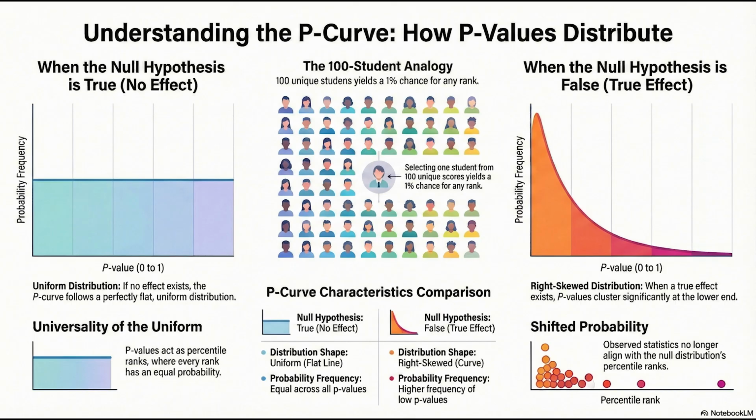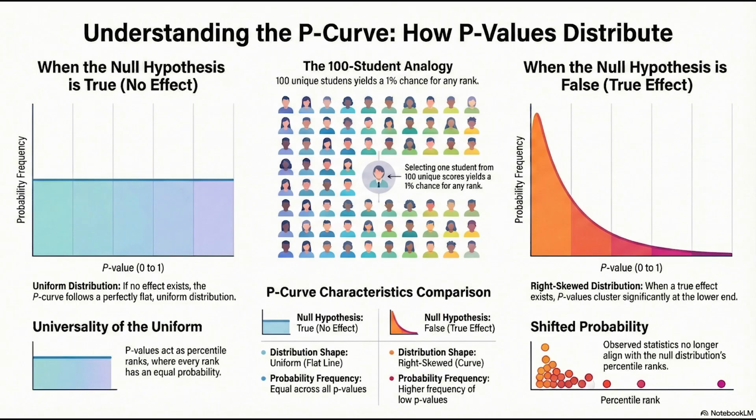For example, imagine a class of 100 students where everyone receives a different exam score. Each student has a unique rank from 1 to 100. If you randomly select one student, the probability of obtaining any particular rank, such as the 50th rank, is exactly 1%. Given the universality of the uniform, it is easier to understand that, assuming the null hypothesis is true, the p-value is analogous to the percentile rank of the observed sample statistic and therefore follows a uniform distribution.